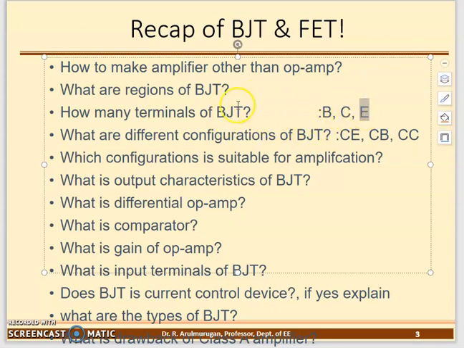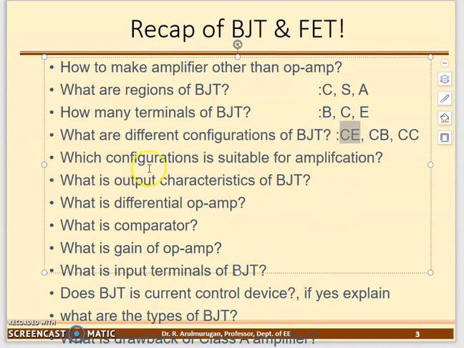What are the regions of BJT? There are three regions: cutoff region, saturation region, and active region. In the cutoff and saturation regions, it acts as a normal switch, on and off. If you want it to act as an amplifier, make the CE configuration. During that time it acts as the amplifier. That is called the class A amplifier. We are going to see more about the class A amplifier.